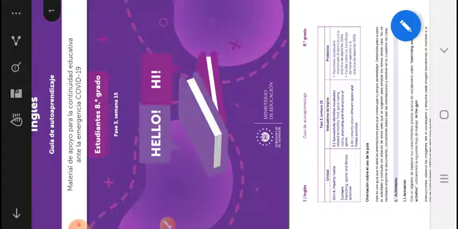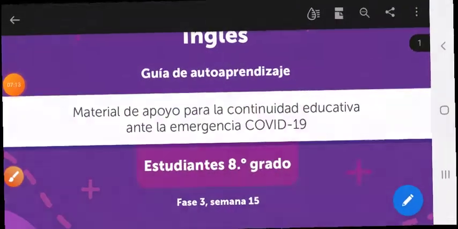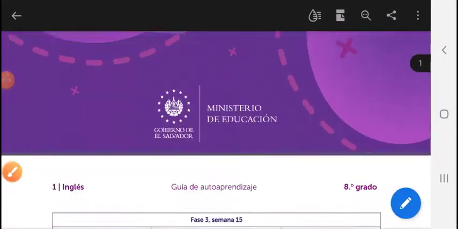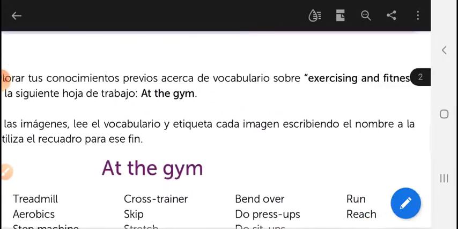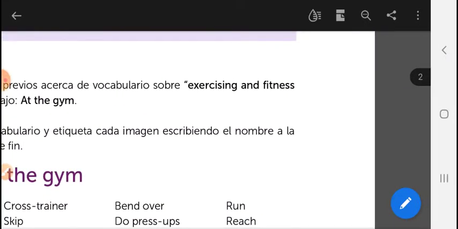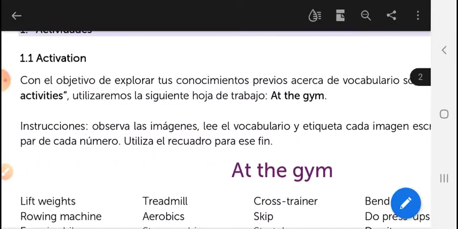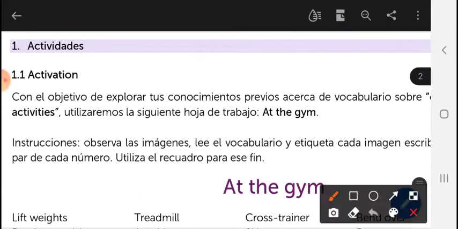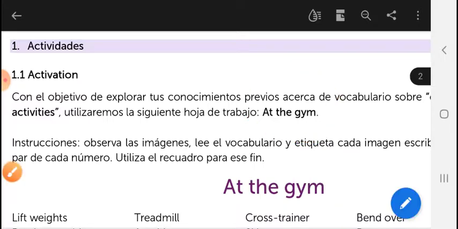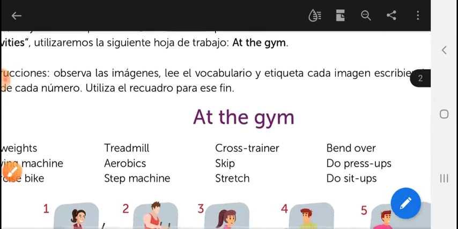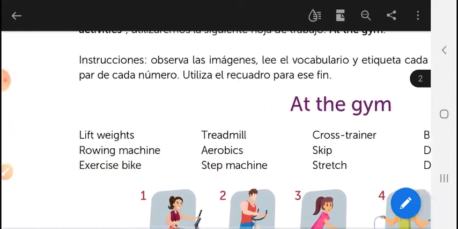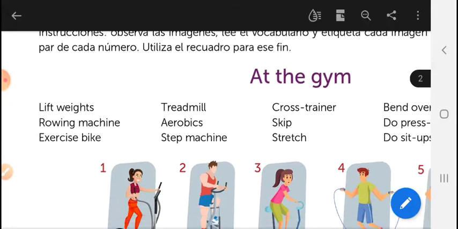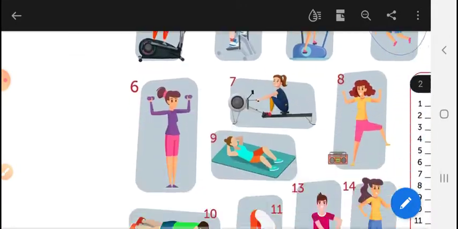Okay, let's go back to the guide. Vamos a la guía. Back to the guide. Here in the activation part, con el objetivo de explorar tus conocimientos previos acerca del vocabulario sobre exercising and fitness activities, utilizaremos la siguiente hoja de trabajo. At the gym. Instrucciones. Observa las imágenes. Lee el vocabulario y etiqueta cada imagen escribiendo el nombre de cada número. Utiliza el recuadro para este fin.